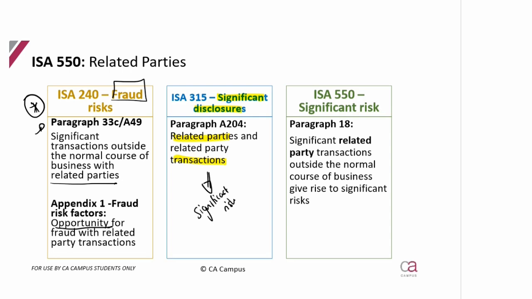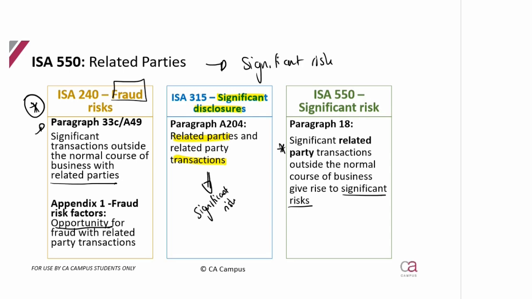If there is non-disclosure. And then ISA 550, the related party standard, paragraph 18 says that significant related party transactions outside the normal course of business give rise to significant risks. So what we are seeing here is that when there are related parties, there is going to be a significant risk.